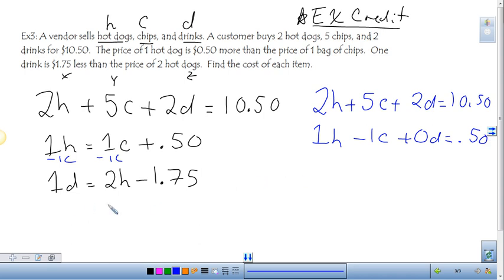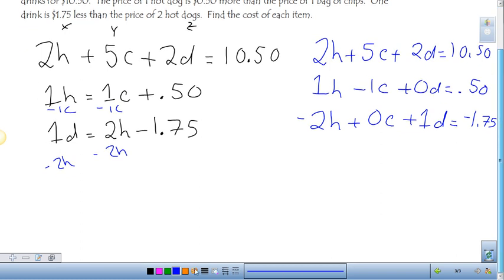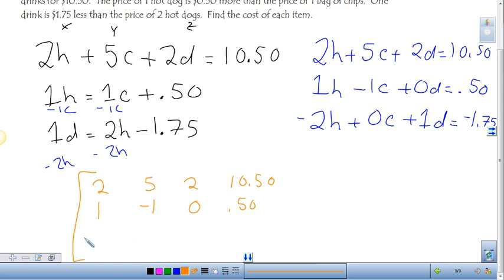And this guy right here, I'm going to have to subtract the 2 hot dogs over. So I've got negative 2 hot dogs. I've got no chips. And I've got 1 drink. And that is a negative 1.75. Okay? Alright. And then we can put this into a lovely matrix. So, here we go. 2, 5, 2, 10.50, 1, negative 1, 0, 50 cents, negative 2, 0, 1, negative 1.75.